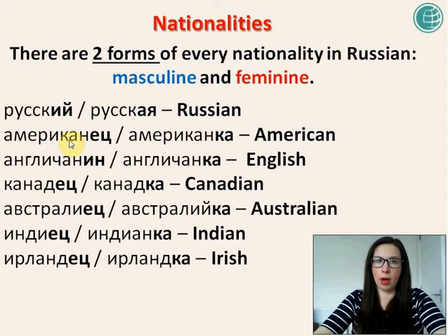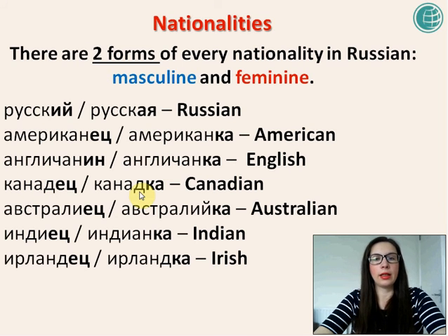Американец, it's a masculine form. Американка, it's a feminine form. Он американец, he is American. Она американка, she is American. Англичанин, англичанка, English. Он англичанин, he is English. Она англичанка, she is English.